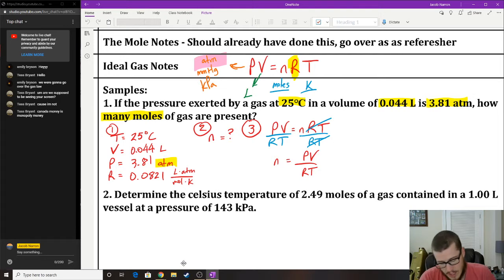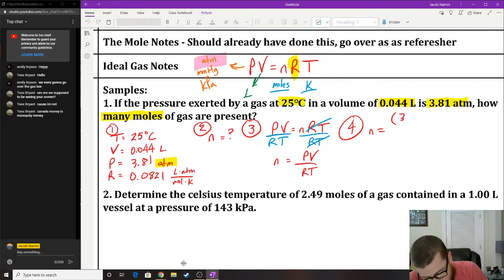All right, so now that we have everything written out, on step number 3, do I have the variable I'm looking for by itself? Yes, and everything else is on the other side. So now we can go on to step number 4, plug and chug. So I'm going to put everything where it needs to be. N, do I know it? No, I do not. So I'm going to just write it out as N. But I do know P, so I can say P is 3.81 atmospheres. Do I know V? Yes, 0.044 liters. Okay, next, do I know R? Yes, I do, 0.0821. And the units are going to be liters times atmospheres over moles times Kelvin.